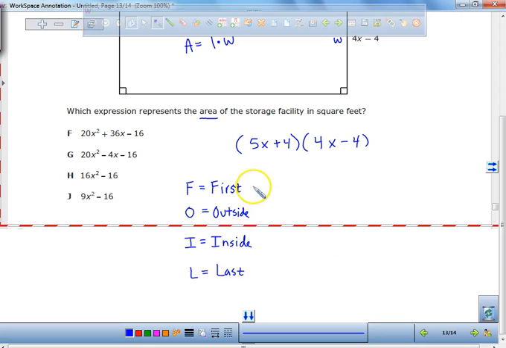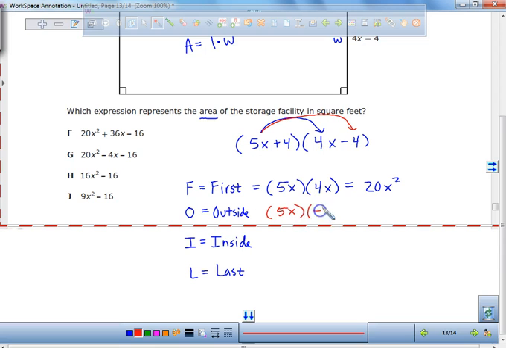So we're going to take our first products. First products are what? 5x times 4x. And what does that give us? 20x squared. Okay, I'm going to change color now. Now we're going to do 5x times a negative 4.